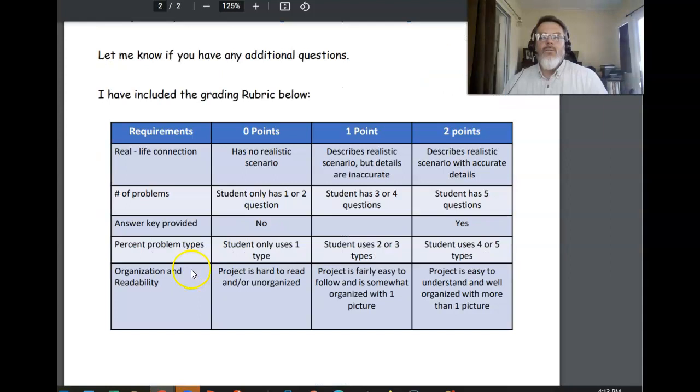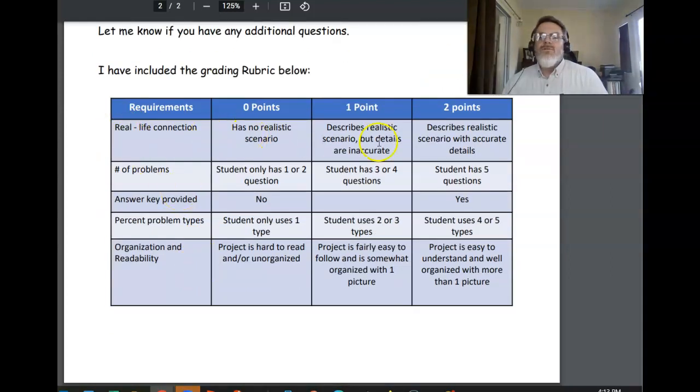All right, and I've included a rubric that explains everything we just talked about and how many points you will receive based on what happens here. So if you only had 3 to 4 questions, you'd only get 1 point out of a possible 2 points for that section. Number of problems, you can get anywhere up to 2 points. And you can see there if you only do 1 or 2 questions, you don't get any credit for that. If you do 3 or 4 questions, you get a point. If you do 5 questions or more, then you get 2 points. You don't need to do more than 7 questions because there's only 7 types. So feel free to stop at 5 if you'd like to.